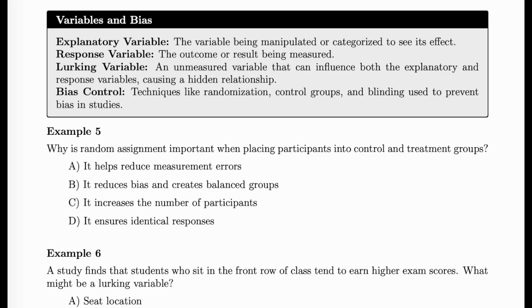Random assignment or random sampling, right, that helps us reduce bias by making the groups more similar to each other from the start. So any of the differences that might happen is more likely due to the treatment, which is what we want. We want to see results based on the treatment so that we can get the best and most accurate results. So when we pick whoever goes into each of those control groups or treatment groups, we want to make sure it's randomized because it reduces bias and creates balanced groups. So the answer is choice B for example 5.